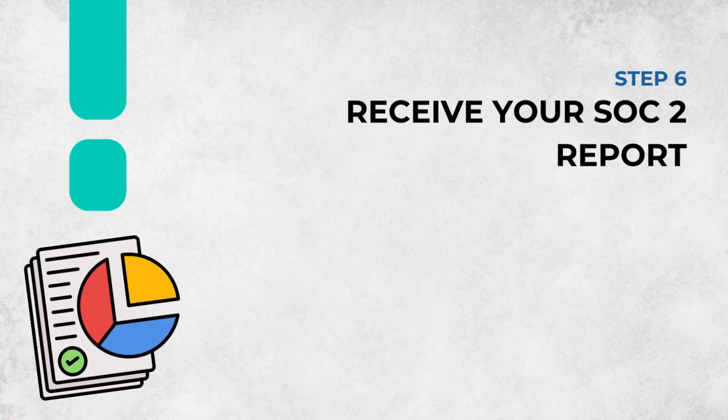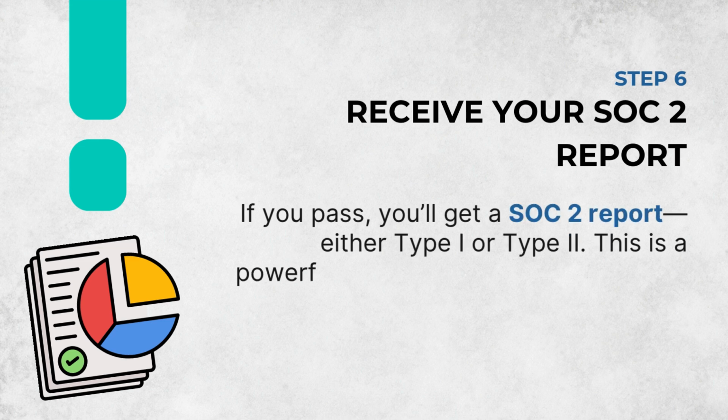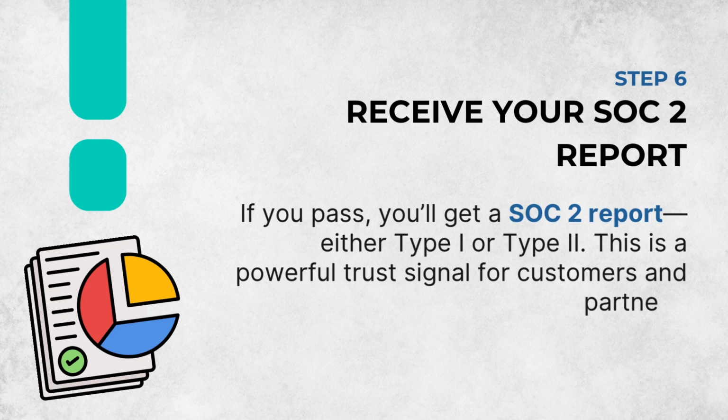Step 6. Receive your SOC 2 report. If you pass, you'll get a SOC 2 report, either Type 1 or Type 2. This is a powerful trust signal for customers and partners.